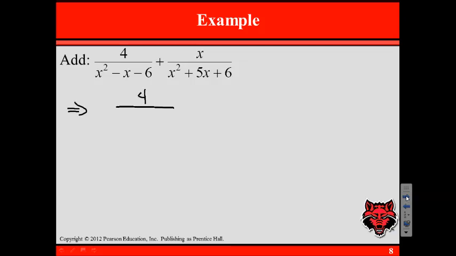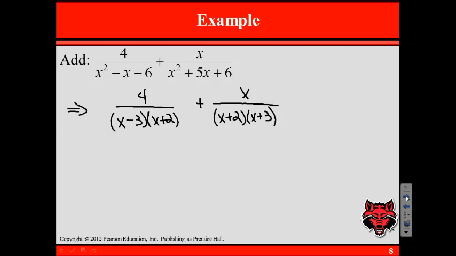So 4 over, we're looking for two numbers that will multiply to negative 6 but add to negative 1, and that would be negative 3 and positive 2. So x minus 3, x plus 2, plus, let's do the same thing with the second fraction, x over, we want two numbers that multiply to 6 but add to 5, and that would be positive 2, positive 3. So that gives us x plus 2 and x plus 3.